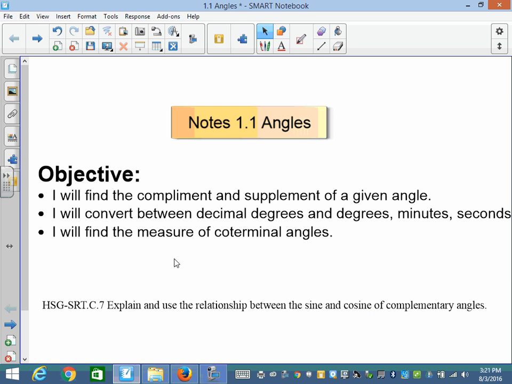Okay, Pre-Calculus Honors, Unit 1, Section 1 on angles. Your objectives are: one, to find the complement and supplement of a given angle. You'll convert between decimal degrees and degrees, minutes, seconds, and find the measure of coterminal angles.